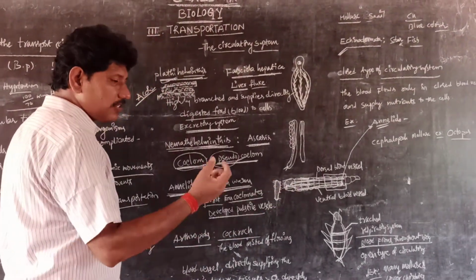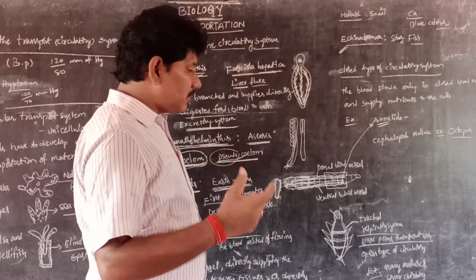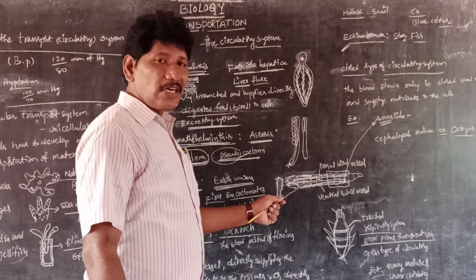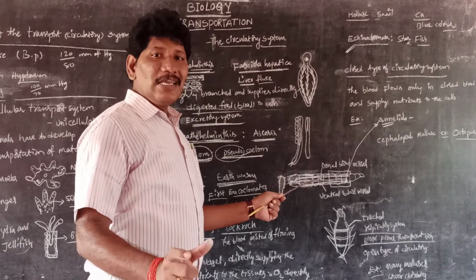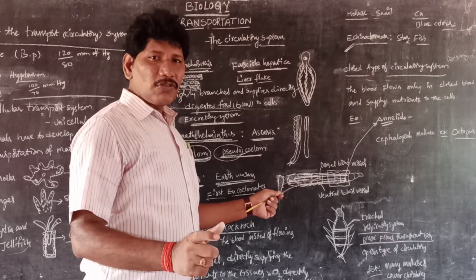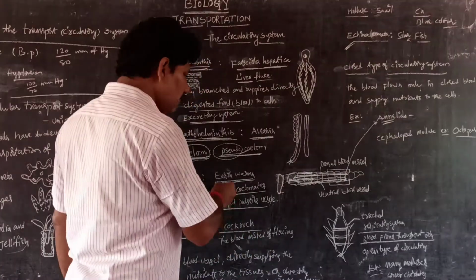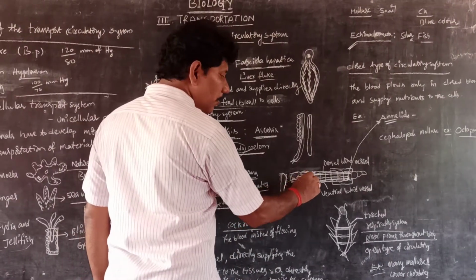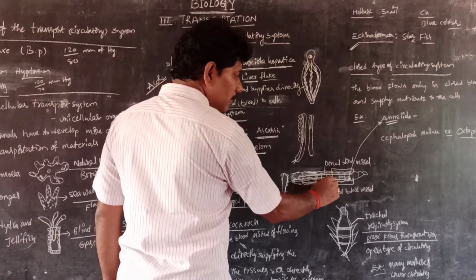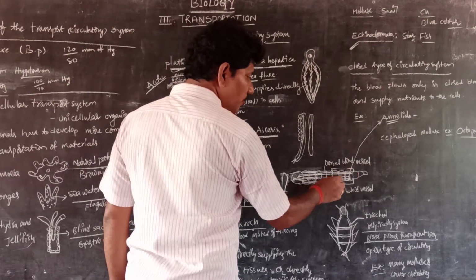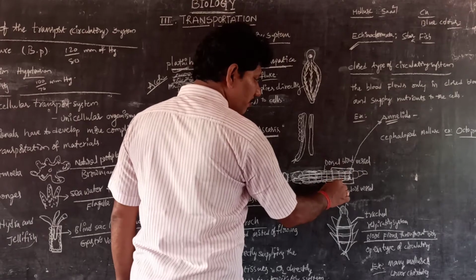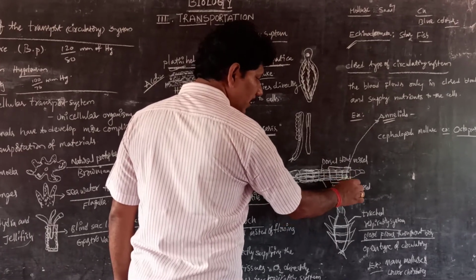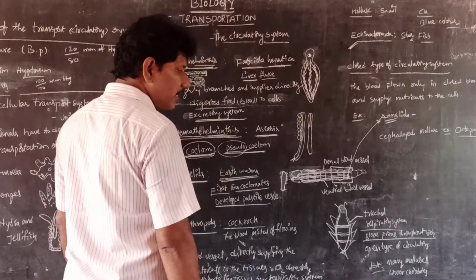I mean that the circulatory system first evolved in the phylum Annelida, that is, earthworms. Earthworms have a segmented body, like stripes. This is called the clitellum portion: segments 14 to 17 form the clitellum.